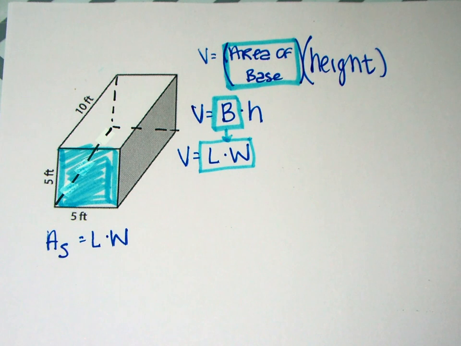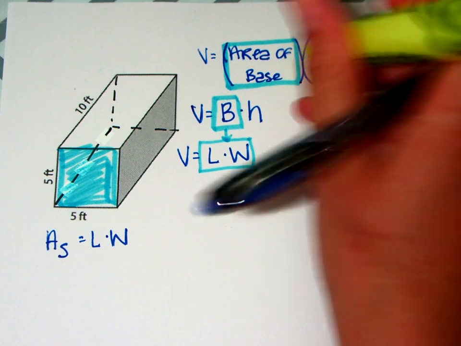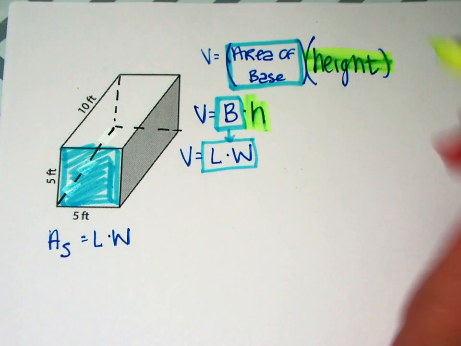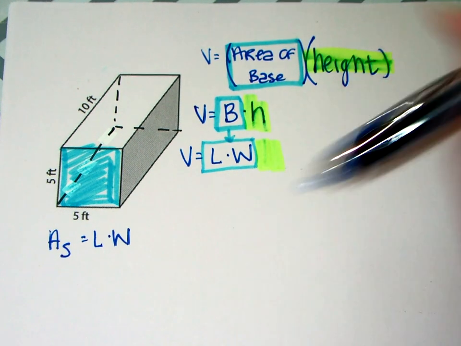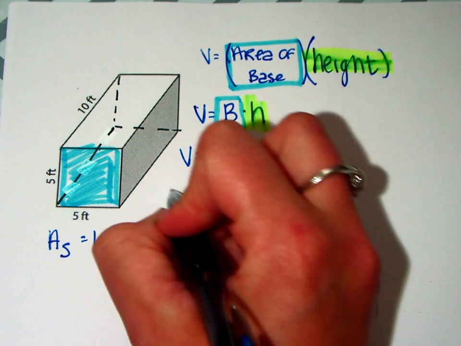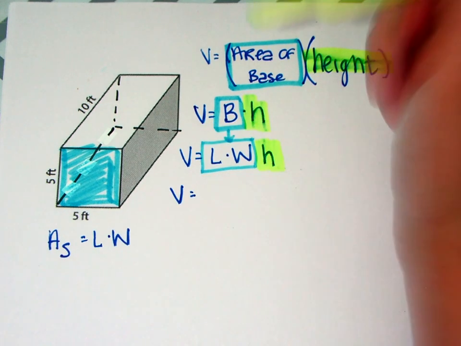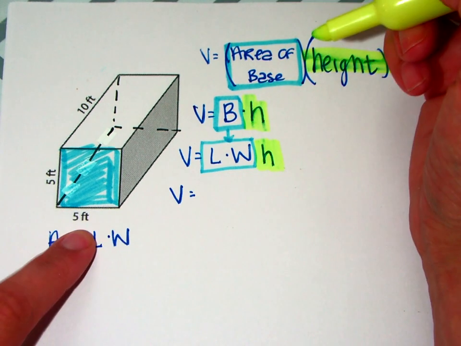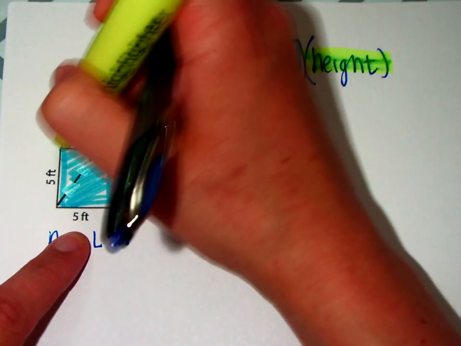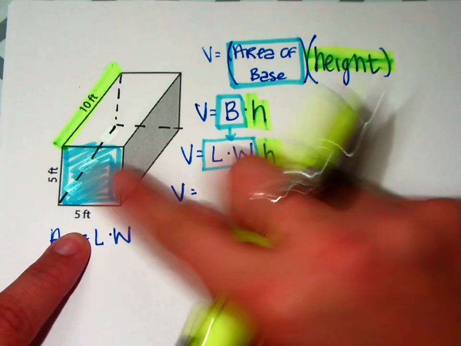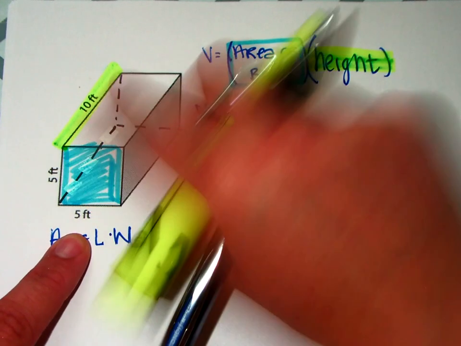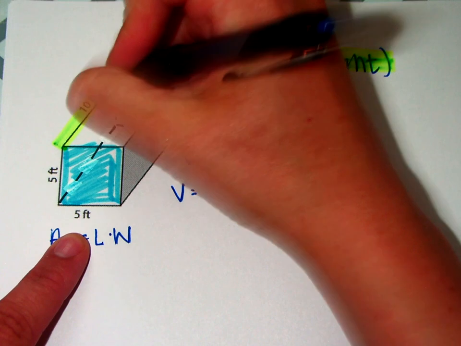Now, height is not how tall the shape is. Height is how far away base 1 is from base 2. So when I look at my picture, my height in this case, I'm just going to keep as h for now. And then in the little picture, this is not a photo of anything, the height is how far away these two squares are. So this length of 10 is actually our height.